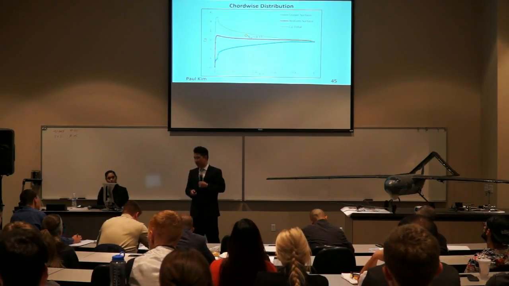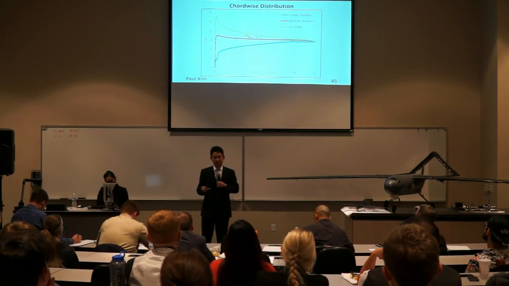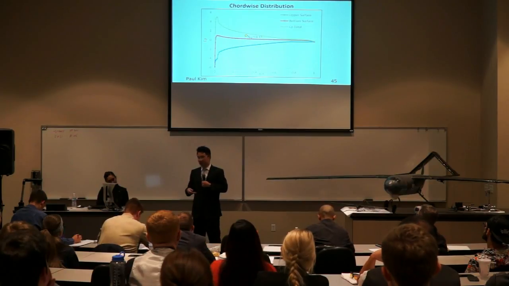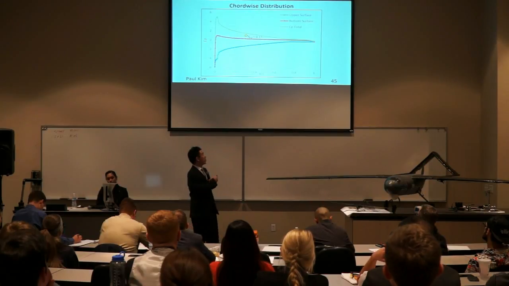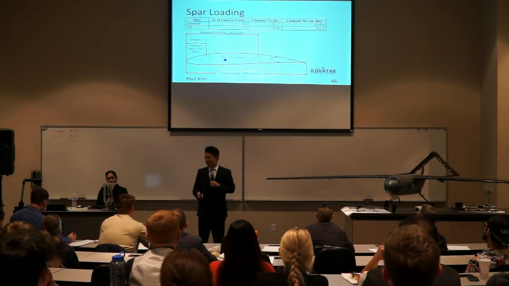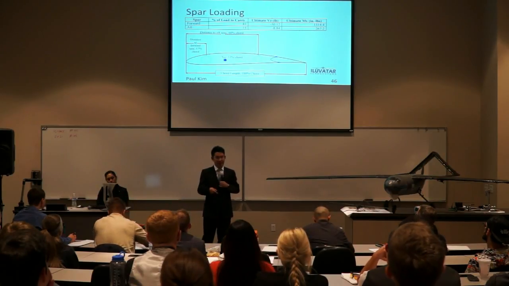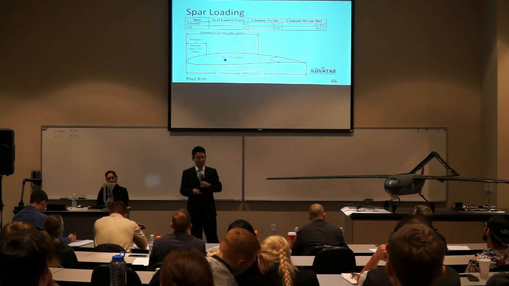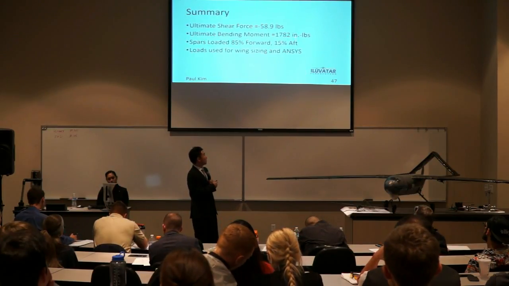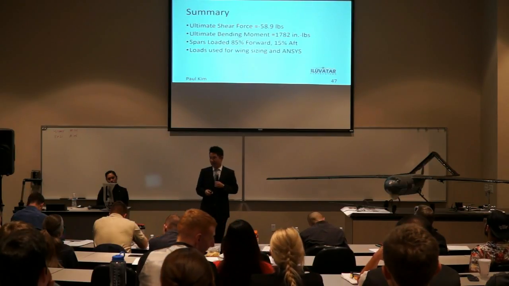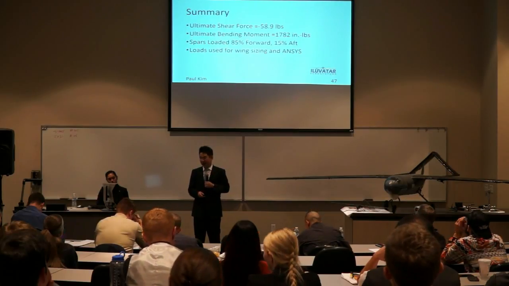The CP distribution, the CP total, which is the green line above, is the sum of the upper surface and the bottom surface. And using the CP total, we were able to integrate and find the center of pressure, which is at 0.33. And so using this value, we were able to determine the percentage of load carried by the forward and aft spar, which is 85% and 15% respectively. In summary, these are the ultimate shear force and bending moments that I just explained, and the spar loads of 85% on the forward spar and 15% on the aft spar.